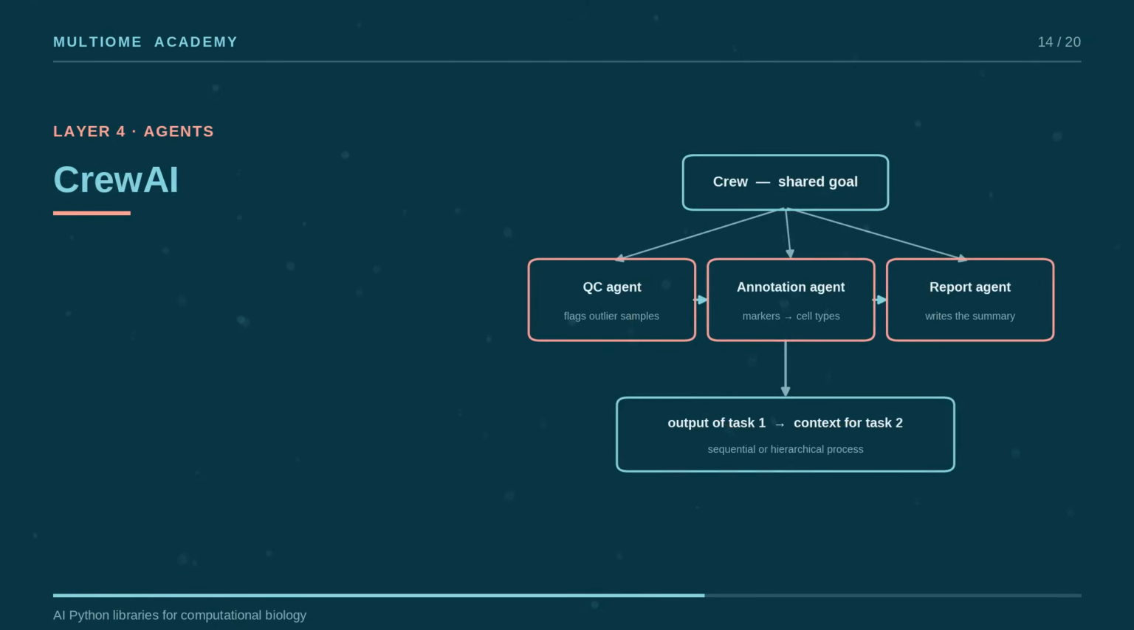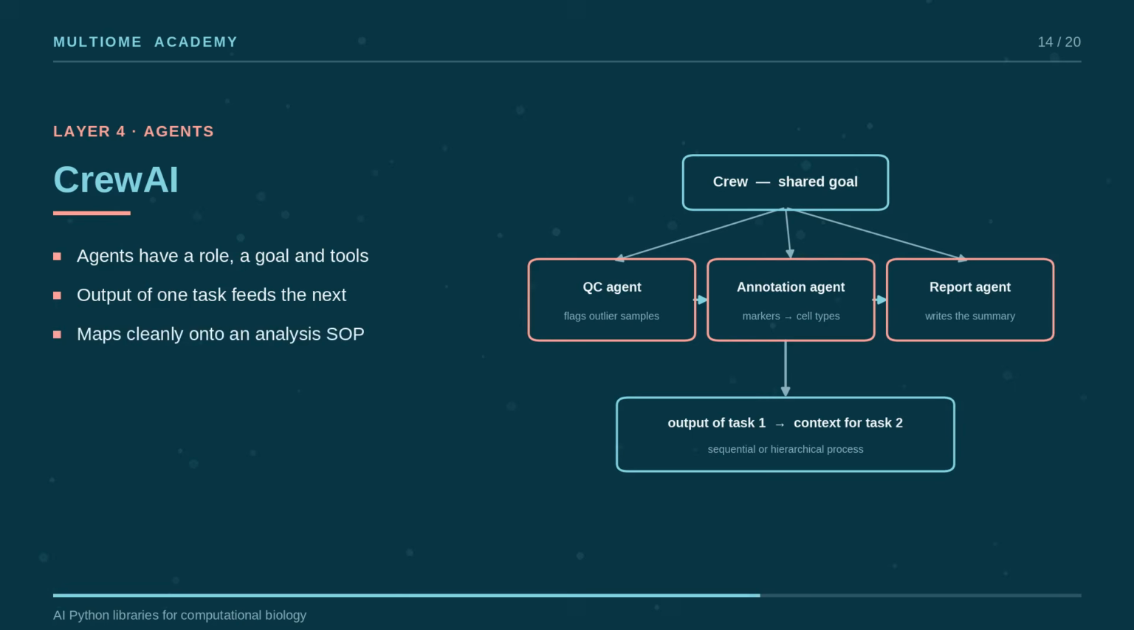CrewAI takes a different angle, role-based teams. You define each agent with a role, a goal, and a set of tools. Then you give the crew an ordered list of tasks. For a single cell project that might be the QC agent that reads your metrics and flags outlier samples, an annotation agent that maps marker genes to cell types, and a reporting agent that writes the summary. The output of one task becomes the context for the next. If your lab already has a written SOP, it maps onto this almost line for line.